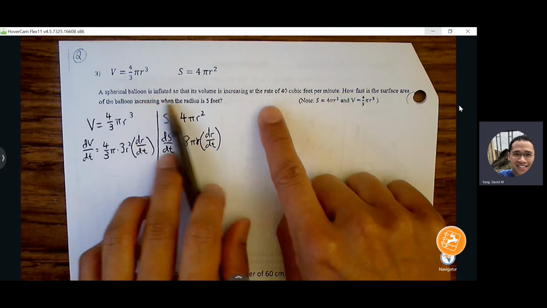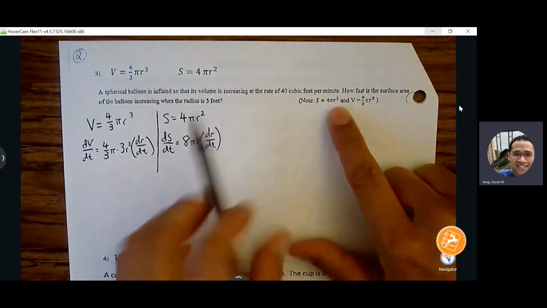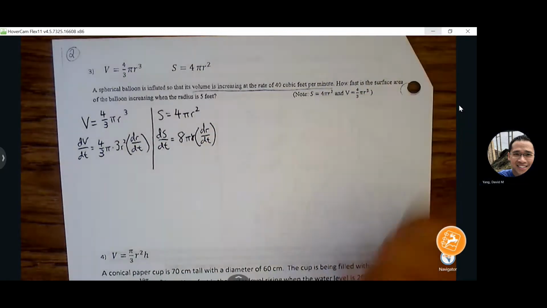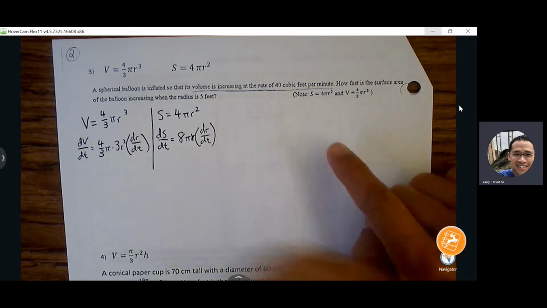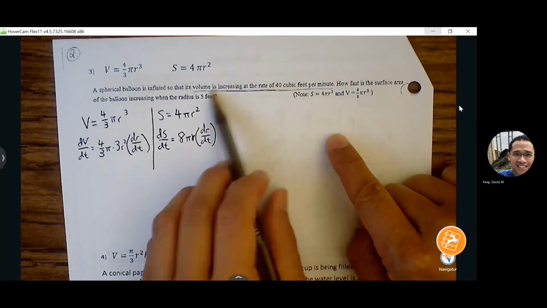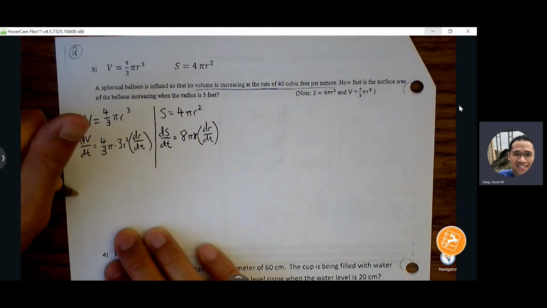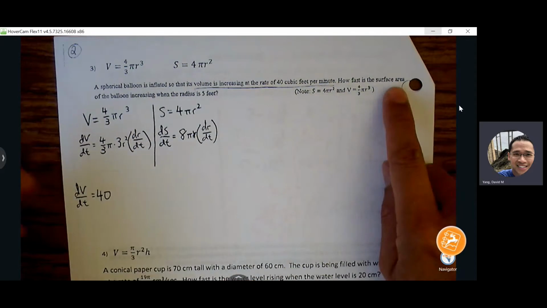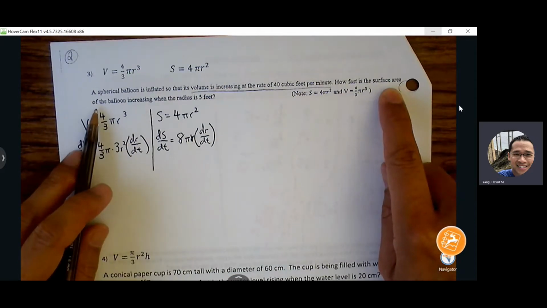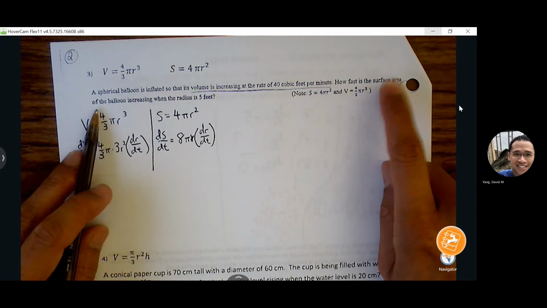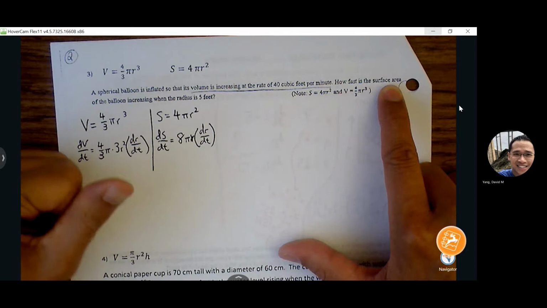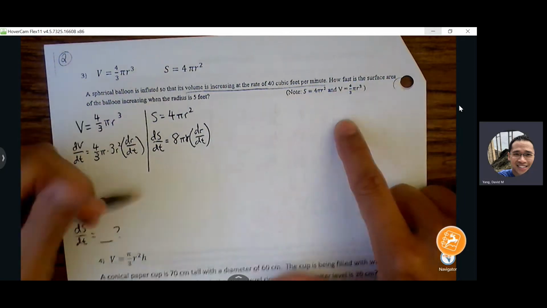Okay, a spherical balloon is being inflated, so its volume is increasing at a rate of 40 cubic feet per minute. Right. What variable is that tied to? dV over dt, positive or negative? Yeah, increasing. How fast is the surface area of the balloon increasing? Yeah, we're looking for dS dt. And the radius is 5 feet.